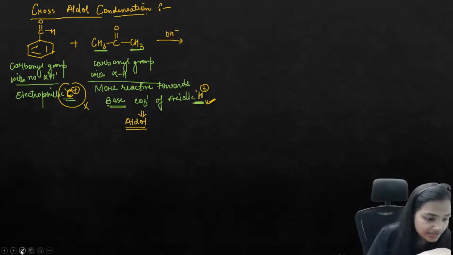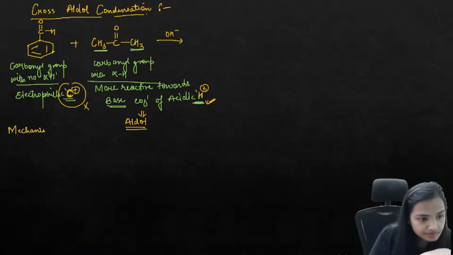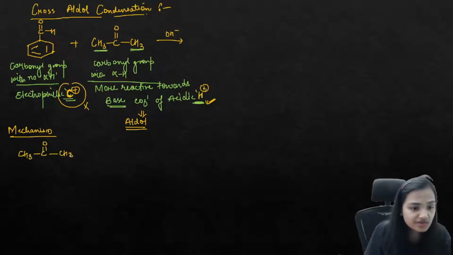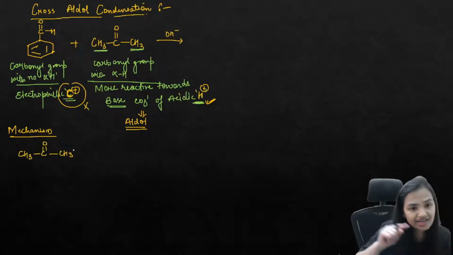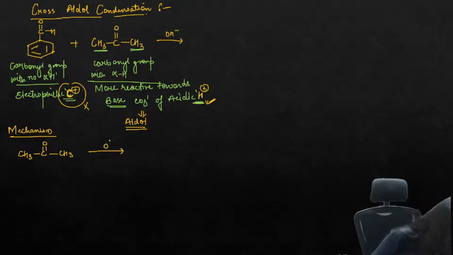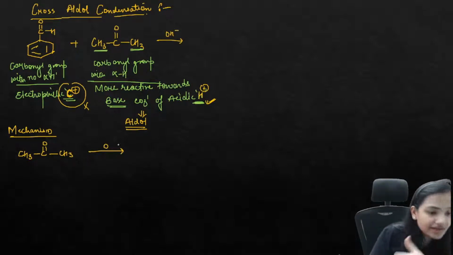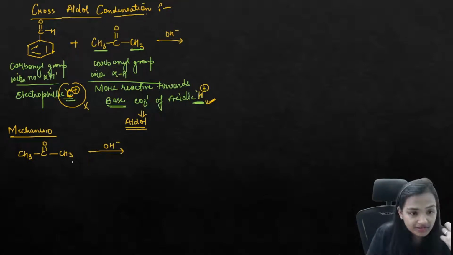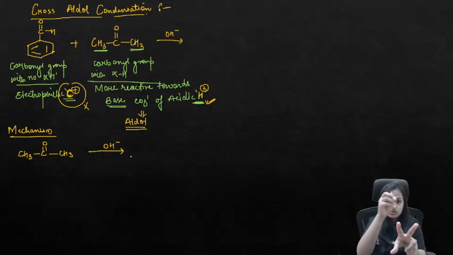Now let us start the mechanism. We got it that this particular species, acetone, is more reactive. So we have to see which is more reactive for the base. From that side only the mechanism will start. Okay Harsh, it's fine to me. If here I am having a base and this species is more reactive, please always start your reaction from the more reactive part. If you are having two things, the base will choose the one which is more reactive.